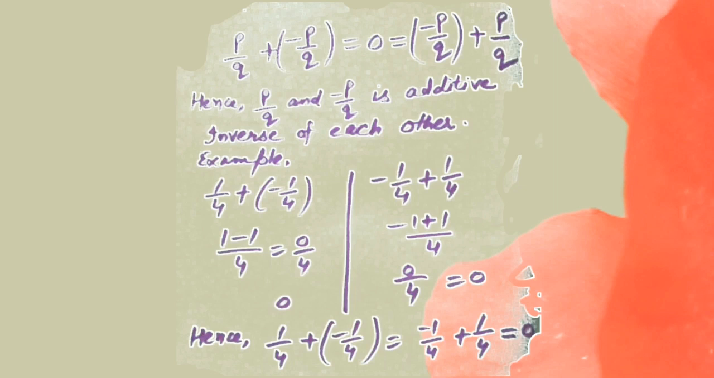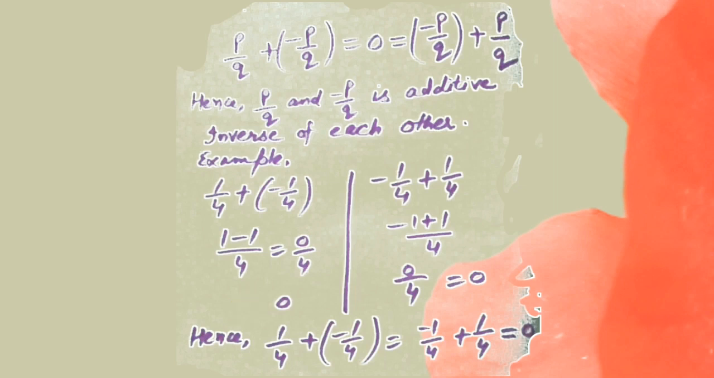For example, I have taken the number 1 by 4 and its additive inverse will be minus 1 by 4. If I add both the numbers, then what do I get? The LCM will be 4, 1 minus 1 equals 0 over 4. So the overall answer is 0. 0 over something will be 0.